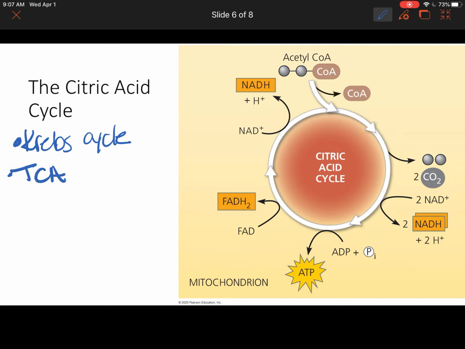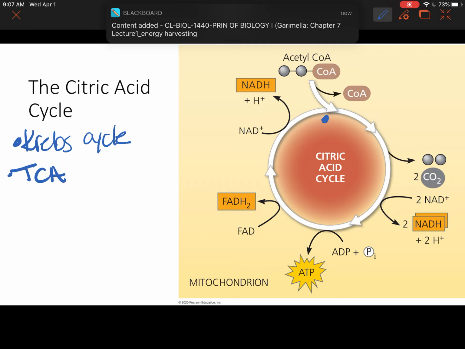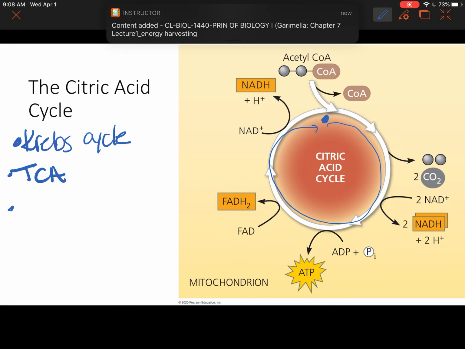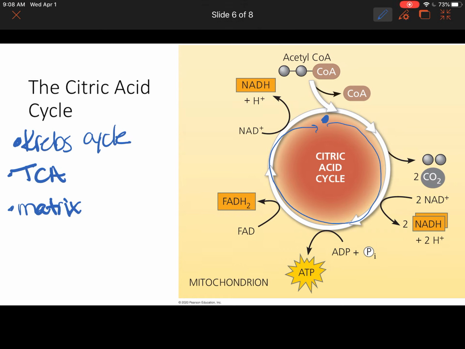But the citric acid cycle, as the name implies, is a cycle. So it's a series of reactions where whatever you start off with up here, you wind up with at the end of the cycle, okay? The citric acid cycle takes place in the matrix. So there are all of these enzymes present in the matrix of the mitochondria.